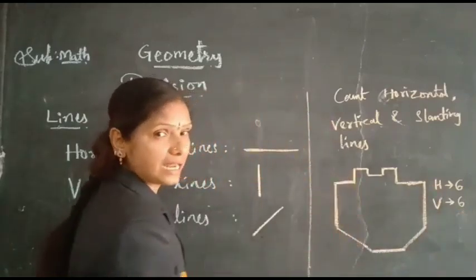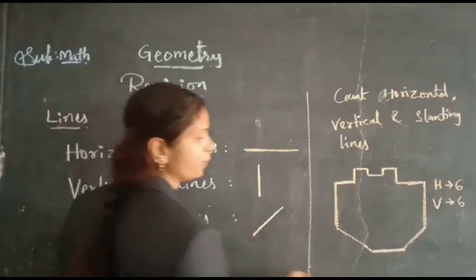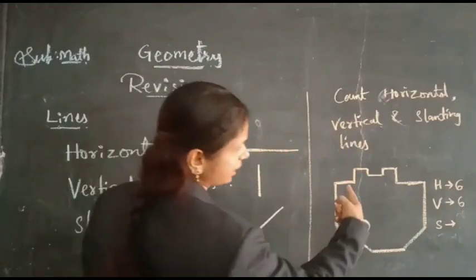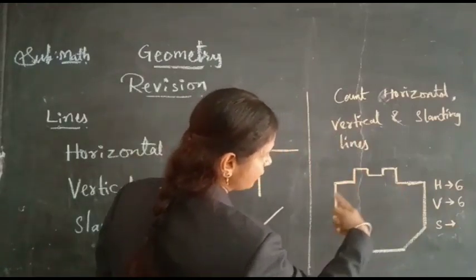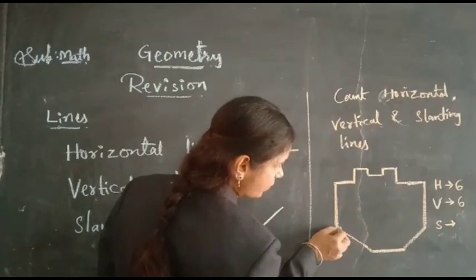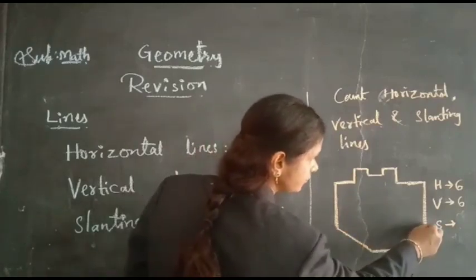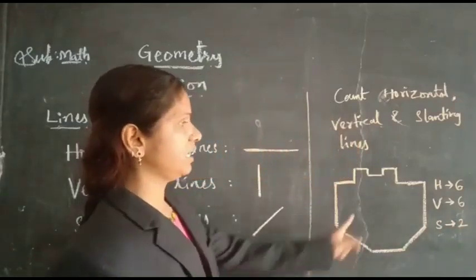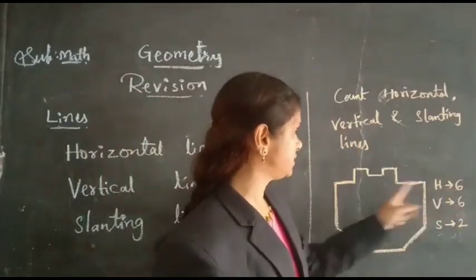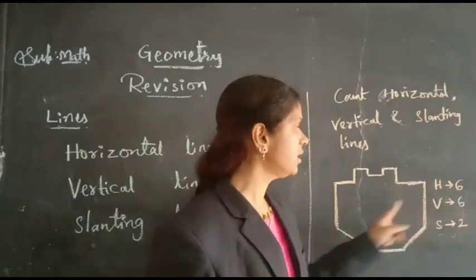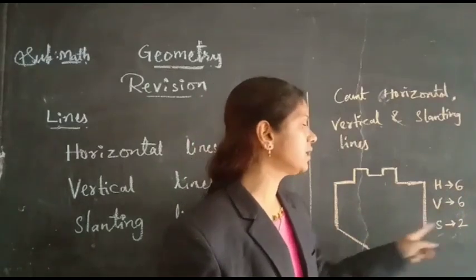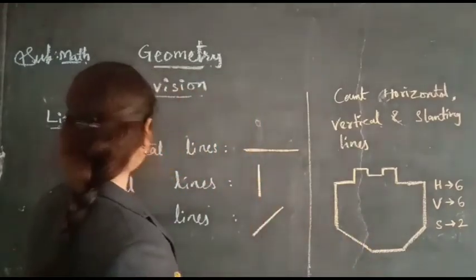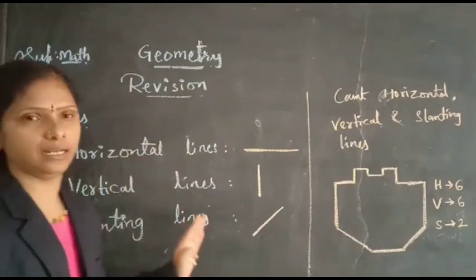Now next, slanting lines. Slanting lines are nothing but sloping lines. Come on, can you see any sloping line here? Here we can see sloping lines. 1, 2. So 2 sloping lines we can see in the given figure. So horizontal lines are 6 in the given figure. Vertical lines are 6. Slanting lines are 2. So these are the lines and its types: horizontal lines, vertical lines, slanting lines.